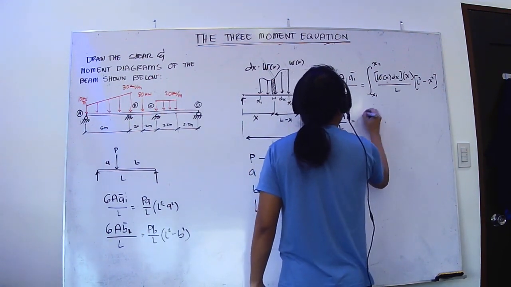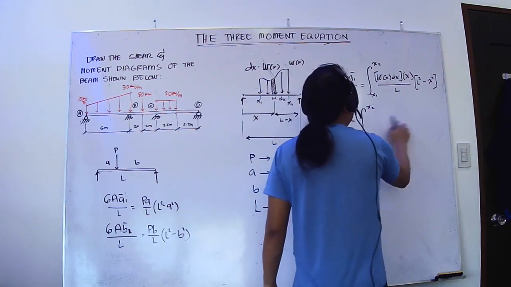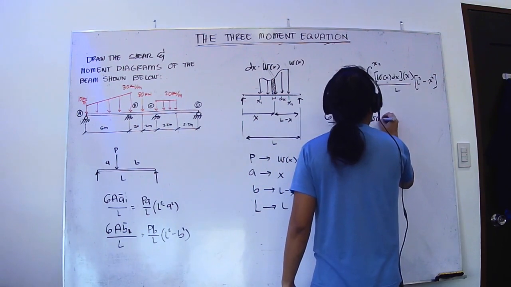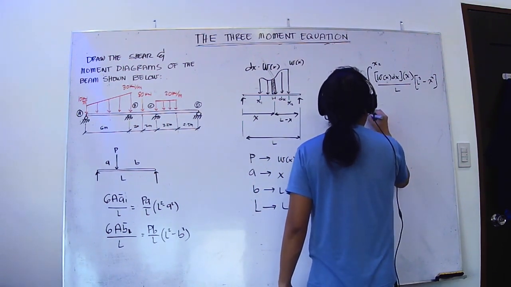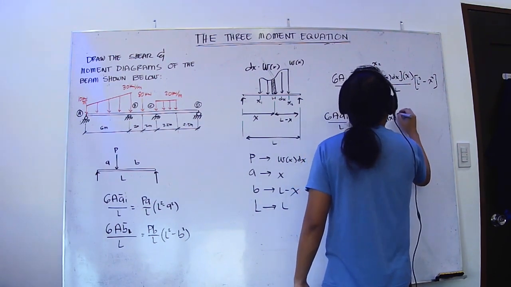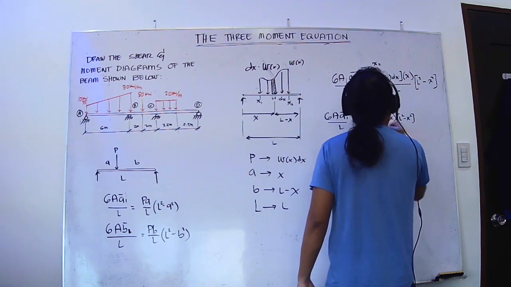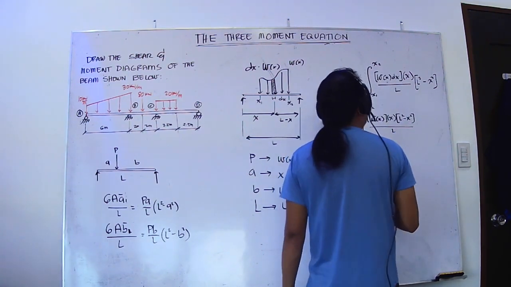So this is Wx times x multiplied by L squared minus x squared, divided by L times dx.